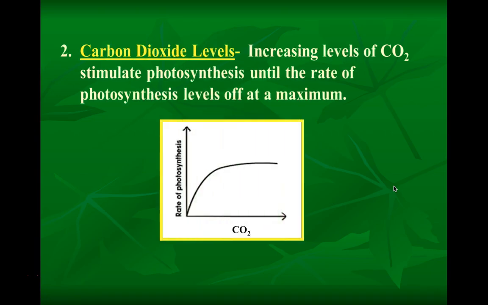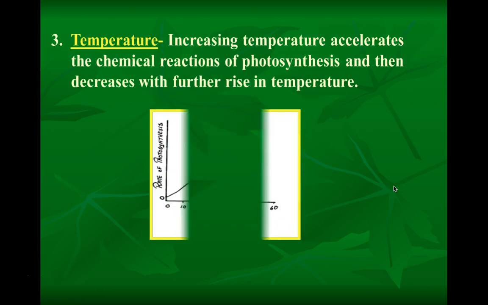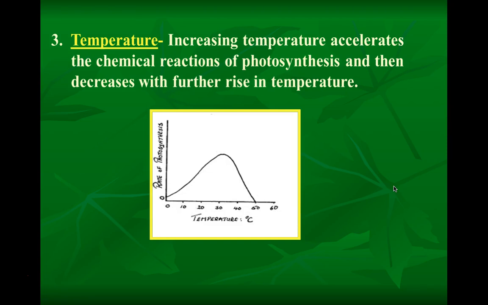Second factor is carbon dioxide levels. If there's not a lot of carbon dioxide, you're not going to get glucose because that's the main chain, that's the backbone of your glucose molecule. And the third factor is temperature. As temperature begins to rise, photosynthesis rates increase until you hit a certain point, and then it starts to drop again. So it has to be at a nice normal temperature in order for photosynthesis to be at a great rate.